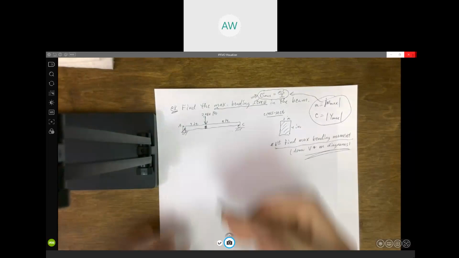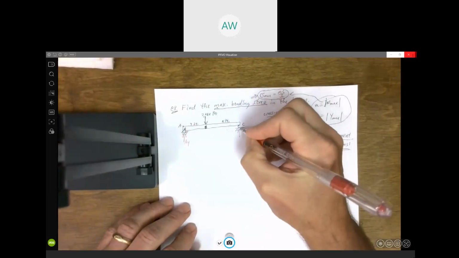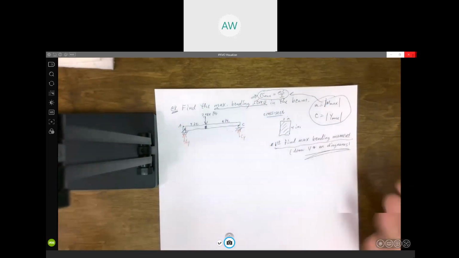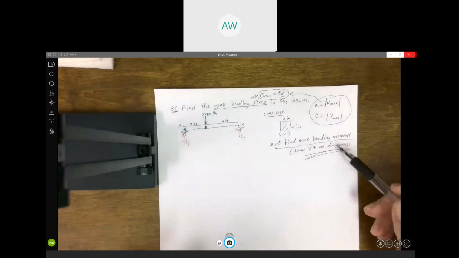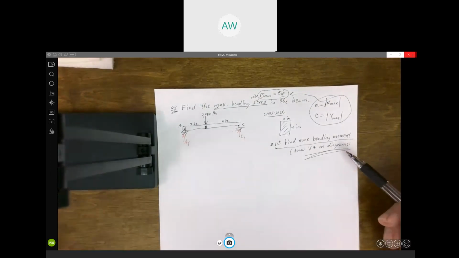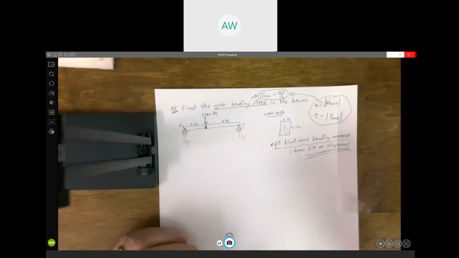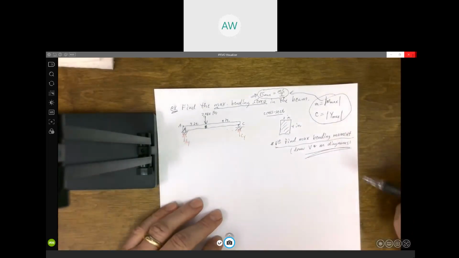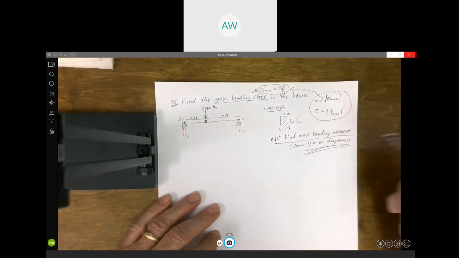Well, that's part of the reason I wanted to work this one. This is kind of what you're going to see in the real world: you're going to have a beam with loads on it, and you're going to have to determine what the maximum bending moment is. You're not going to be just given that maximum moment like the previous example. So we really just need the moment diagram, but if you remember, we get the moment diagram from the shear diagram. So that's why we got to draw both of them.